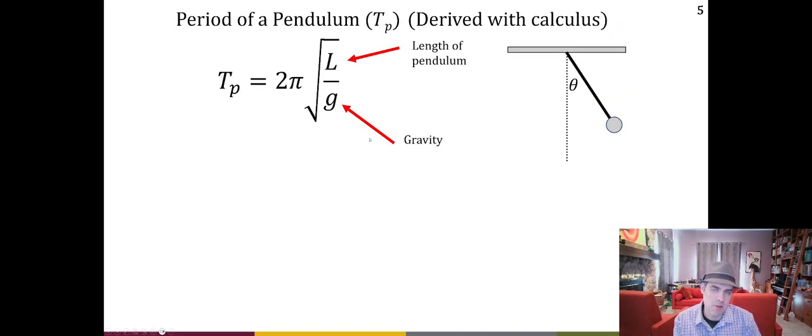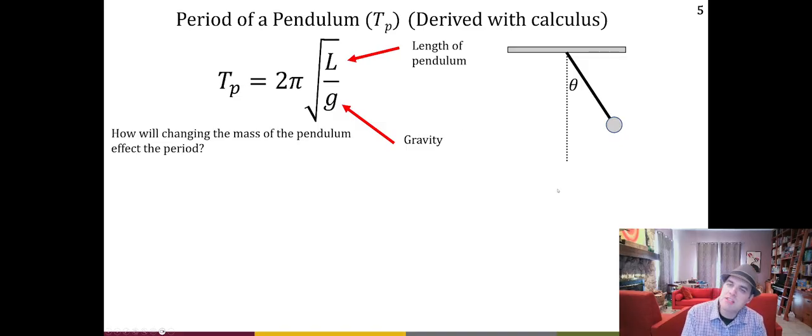Let's move on to a pendulum. The period of a pendulum, we use p for pendulum, is equal to 2 pi the square root of L over g, where L is the full length of that pendulum, and g is gravity. On the surface of Earth, we'll use the 9.8 value. So how will changing the mass on the end of this pendulum affect the period?